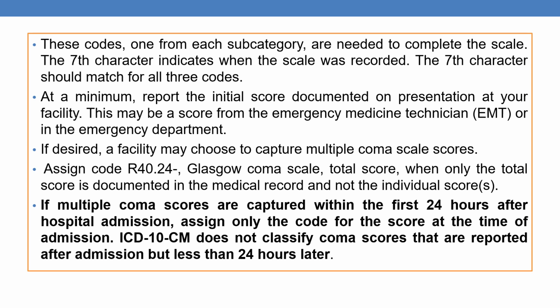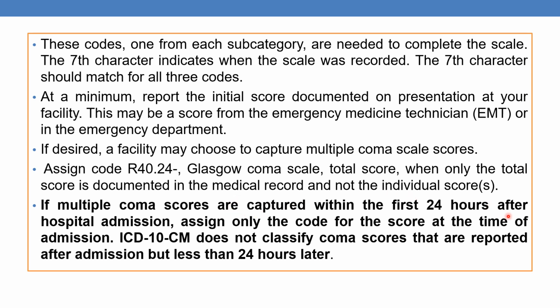If desired, a facility may choose to capture multiple coma scale scores. Assign code R40.24, Glasgow coma scale total score, when only the total score is documented in the medical record and not the individual scores. You can use the Glasgow coma scale total score code only when the total score is documented, not the individual scores.